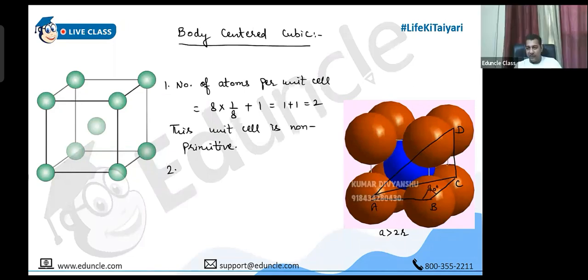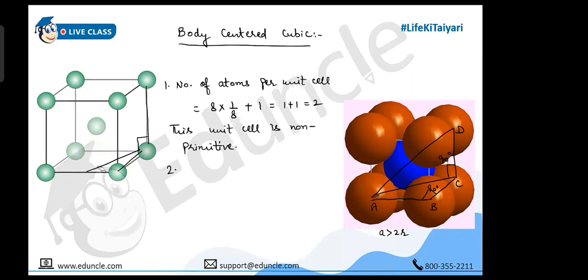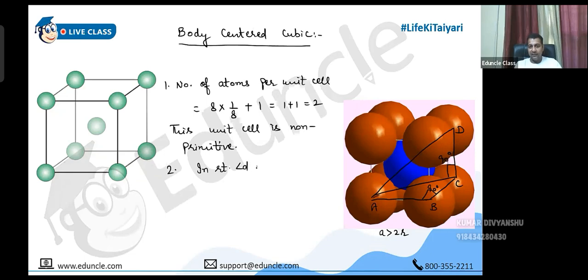And what about this angle? This is also 90, because the height will be this side, and this side is perpendicular to the complete base. It means any line that I draw within the base, this will be perpendicular to all those lines. In right angle triangle ABC, this is A, this is A. So AC square equals AB square plus BC square, and this is A square plus A square, 2A square.